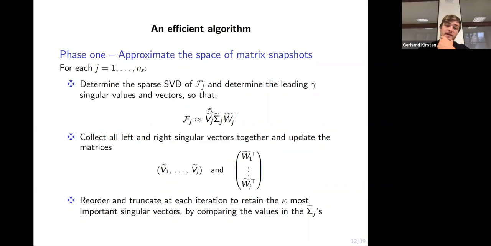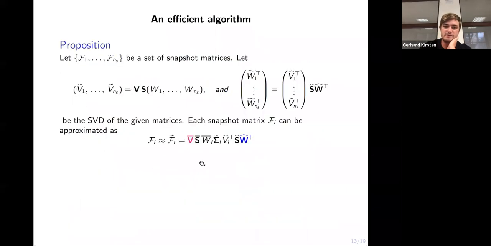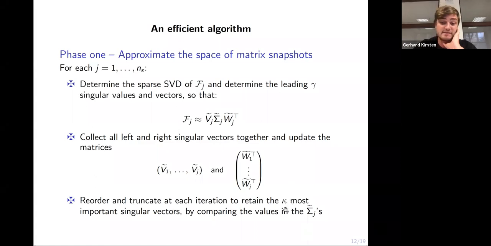All the Vj's, all the left singular vectors of each snapshot, are kept together in this matrix, and all the right singular vectors transposed are kept together in this matrix. The user can also select that these matrices can have a dimension of maximum kappa, for example. So after iteration j, if the dimension is greater than kappa, it reorders all the previous singular values, and in comparing the singular values to each other, we truncate to the first kappa left and right singular vectors. That means that not the same amount of information from each snapshot will be kept, but only the most important information relative to all other snapshots. So we keep the kappa most important left and right singular vectors by comparing all the snapshots to each other.